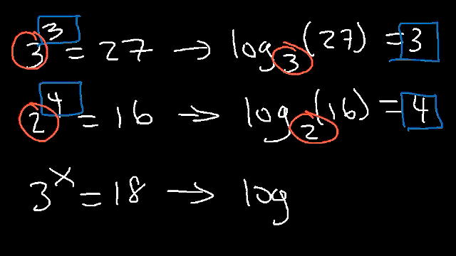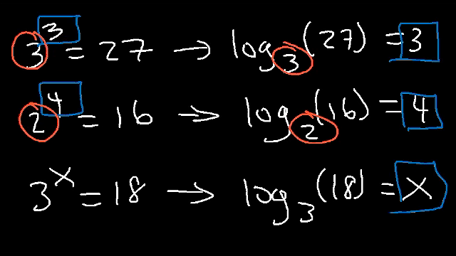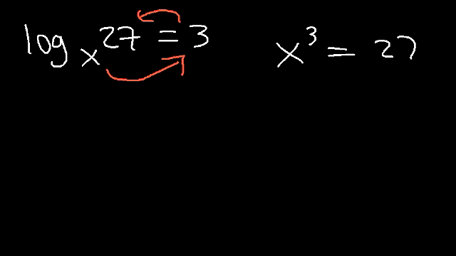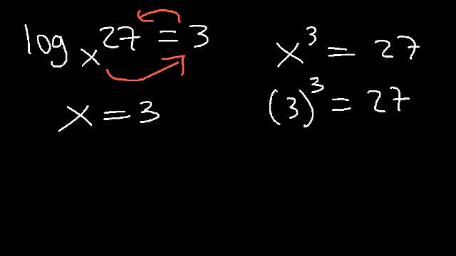So here we have log base 3 of 18 is equal to x. So x is the exponent and the base is 3. Now let's spend some time solving logarithmic equations. Log base x of 27 is equal to 3. Solve for x. Let's convert it to exponential form. X raised to the third power is 27. Clearly x is 3 because 3 to the third is 27. Therefore x is equal to 3.